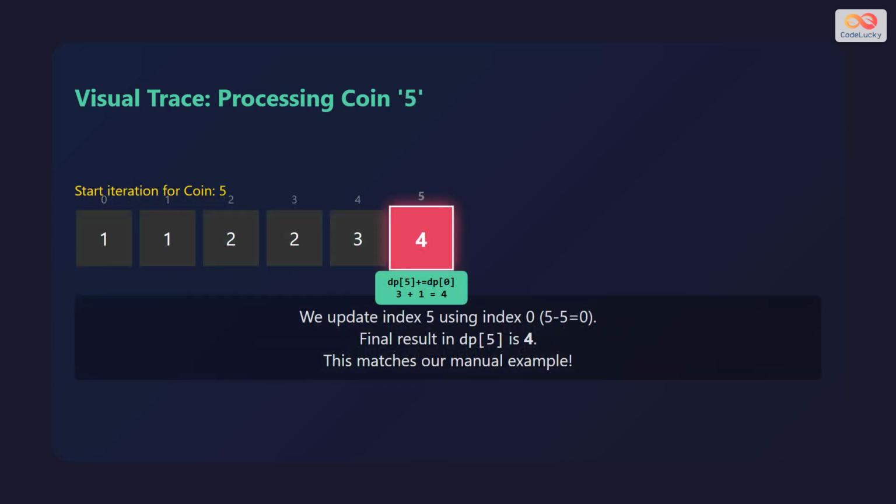Finally, we process coin 5. We only update starting from index 5. We take the value at index 5, which is 3, and add the value at index 0, which is 1. 3 plus 1 equals 4. This gives us our final answer, which matches our manual count from earlier.